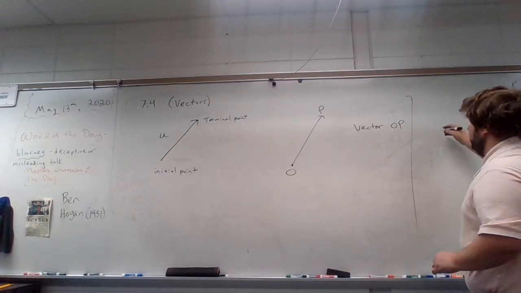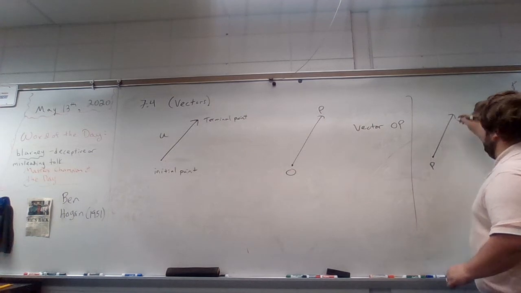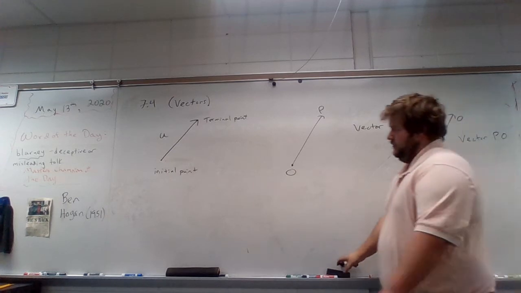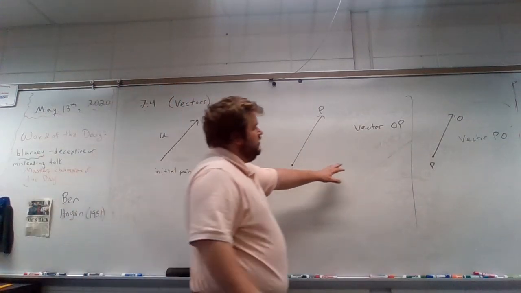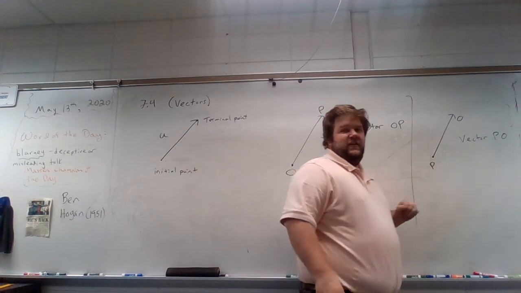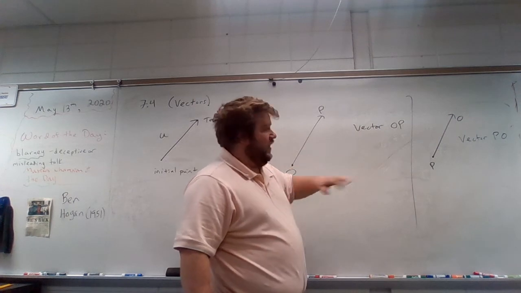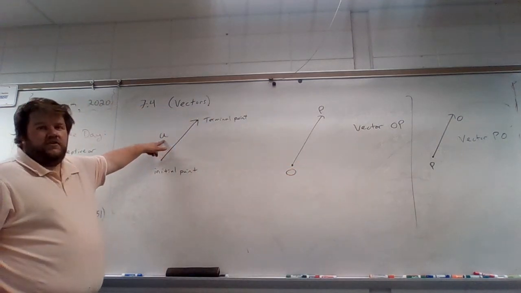However, for this picture, say I have P and then my terminal point's O, this would be vector, say, PO. And that would be correct. Typically, we're not going to use this notation, but I just want you to be aware that that is what we're talking about when I have the initial point and the terminal point, that I would write it out like this. Typically, I'm going to write something like vector u.